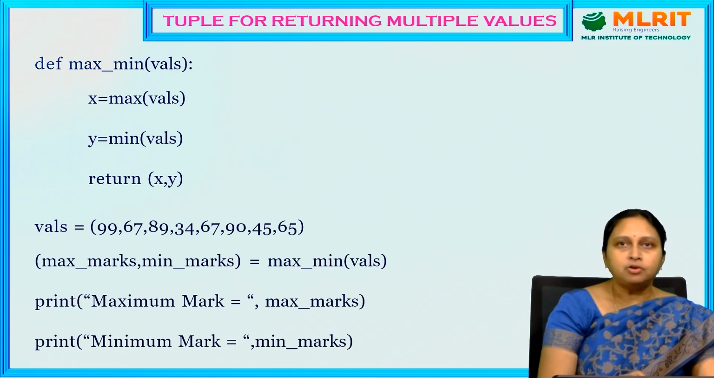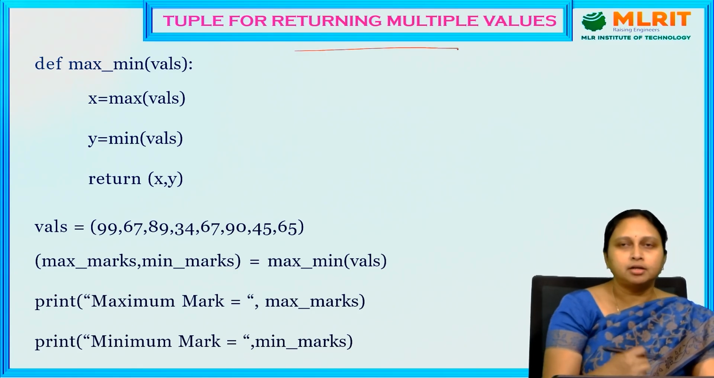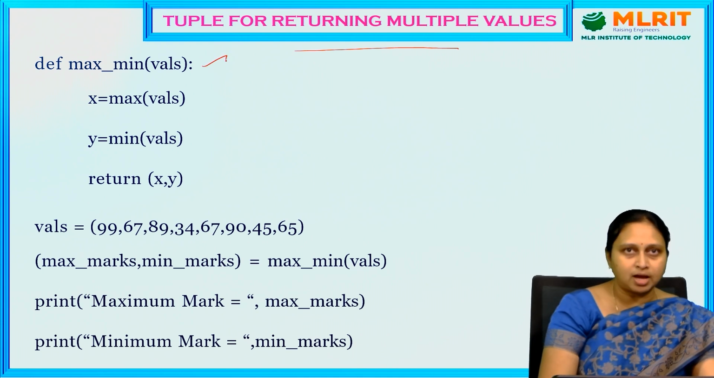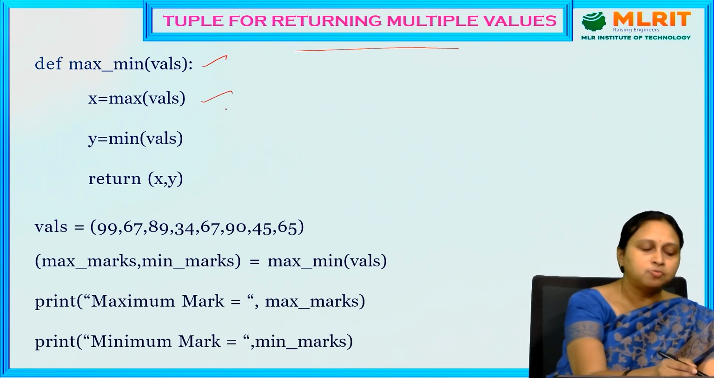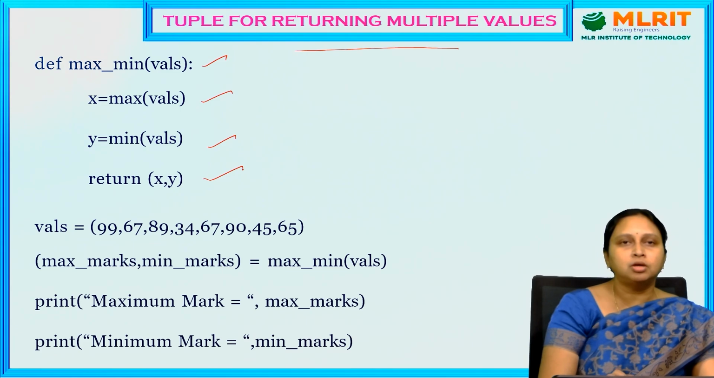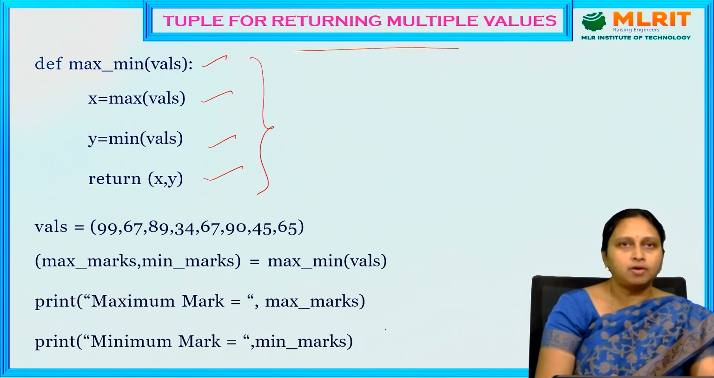Next, tuple for returning multiple values. We can return multiple values using tuples. Let us see. Here we have defined a function with the minimum and maximum values. X is assigned the maximum value and Y is assigned the minimum value, and we can return both the values at a time. Return X comma Y. This is the function where we have returned multiple values at a time by using this min max function.